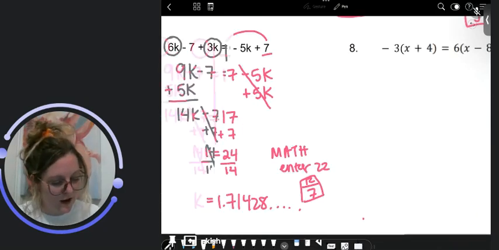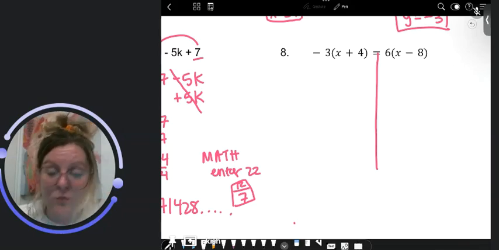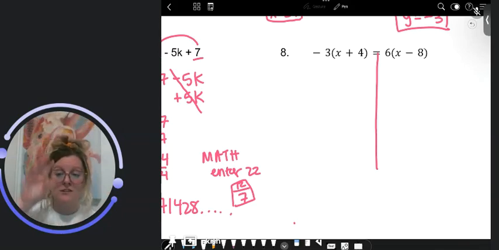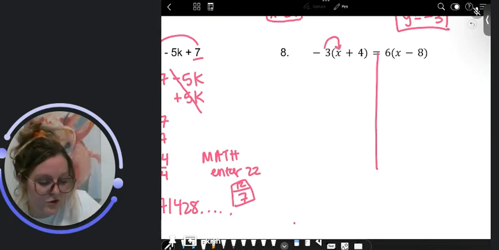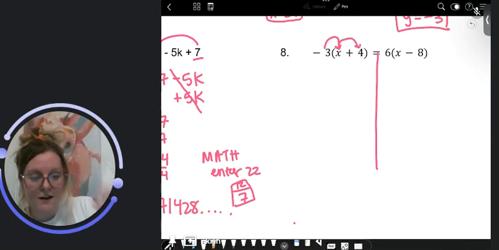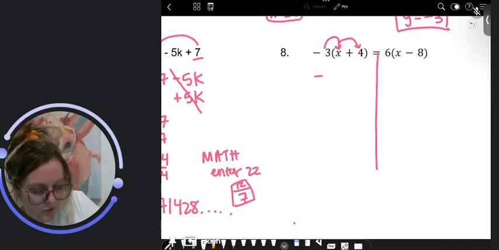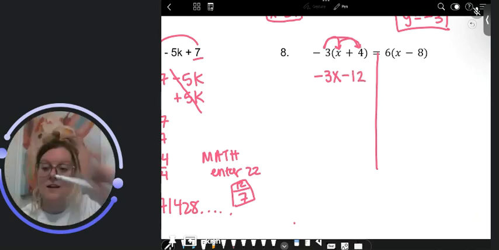Okay, moving on, we got a couple more. Ooh, all right, fun. So we have parentheses now, and what I want you to think about parentheses is we need to get rid of the parentheses. Think about the X and the 4, they are in jail and we need to free them. So whenever there is a number in front of your parentheses, we are going to distribute, which is the same thing as saying multiplying by everything on the inside. So that first -3 is going to be multiplied by X, which gives me -3X. And then -3 times 4 is the -12. Be really careful to take that negative with you.